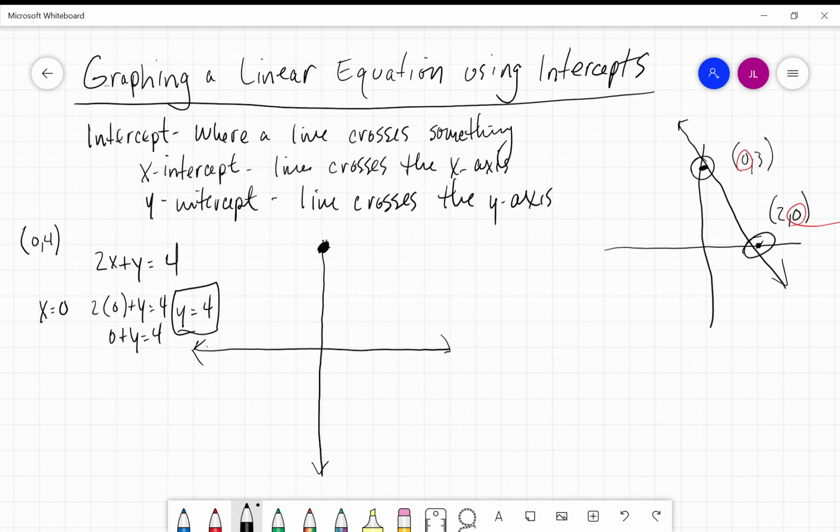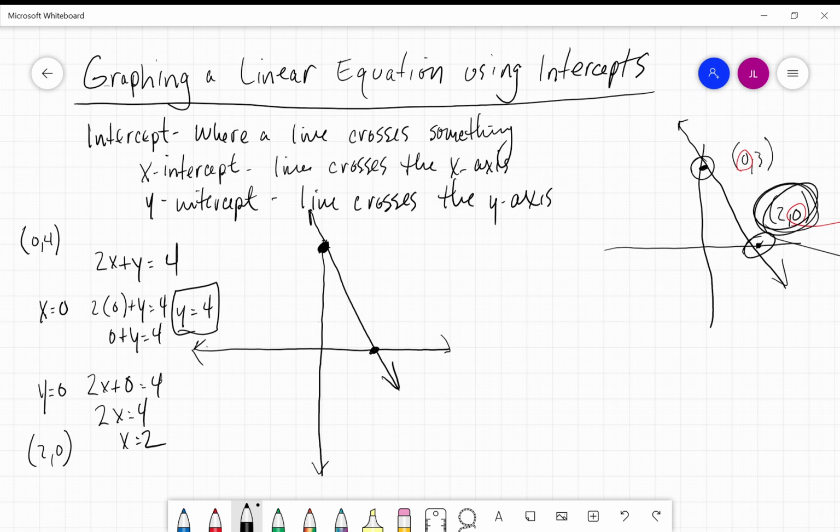Now let's look at what the x-intercept would be. To find the x-intercept, we put 0 in for y, because when we have an x-intercept, remember, our y value is 0. So when y is equal to 0, we'll use 2x plus 0 equals 4. And of course you should know 2x is equal to 4, x is equal to 2. So when y is 0, x is 2, so now we have another point, (2, 0). There are 2 points. We can draw a line here, and we've graphed a line now using intercepts.